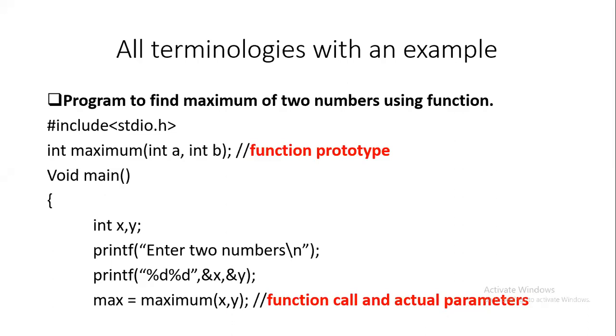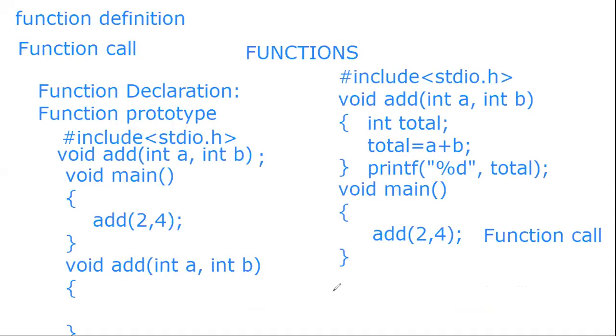Okay, so here we may have different variables. So in this case, we have defined this. I hope the screen is visible. So in the previous example, we have x comma y. They are used in main function. They are called actual parameters.